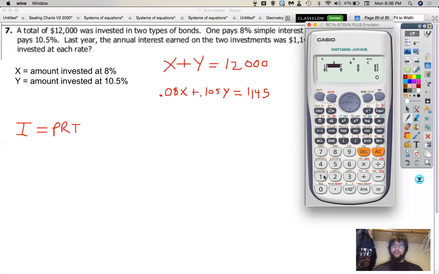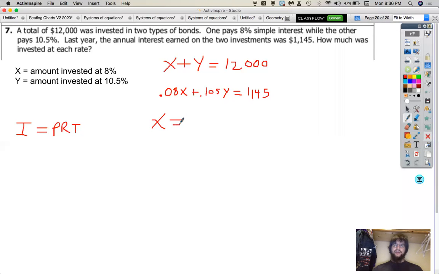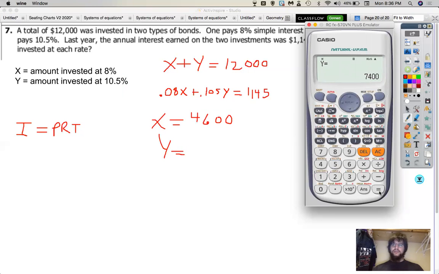Mode 5, number 1, 12,000, 0.08, 0.105, 1145. And that'll get us, X is 4,600. That's the amount invested at 8%. And Y is 7,400.